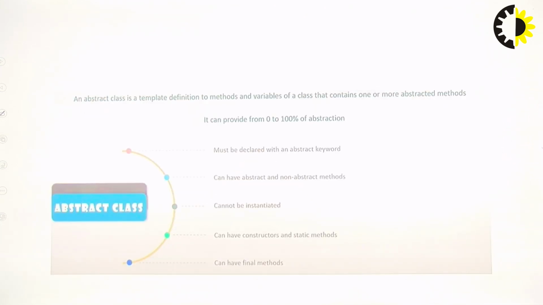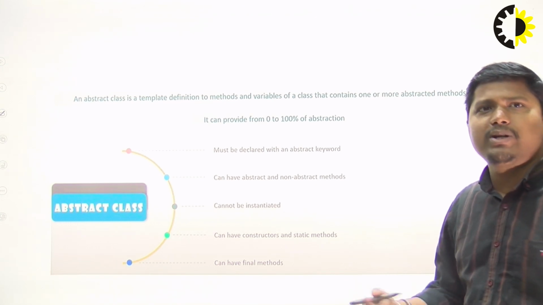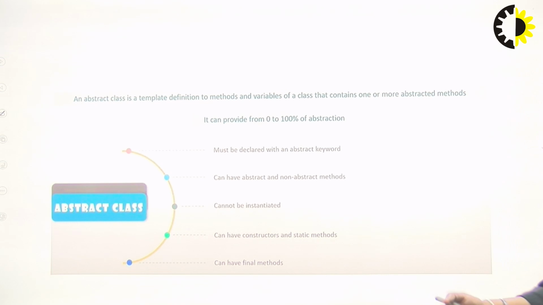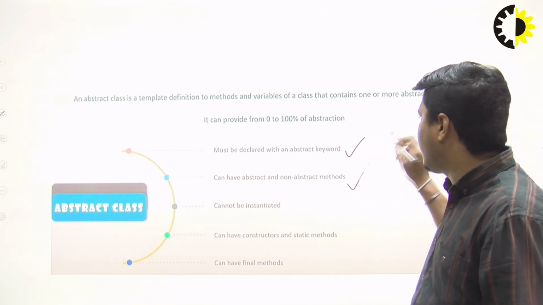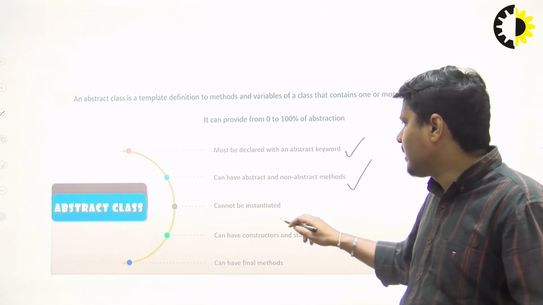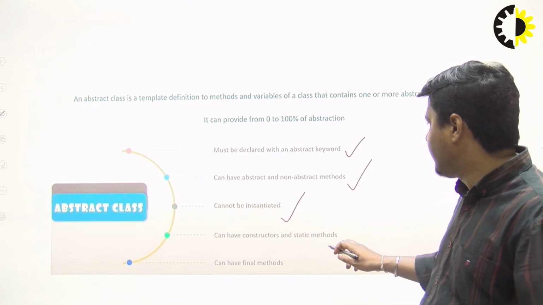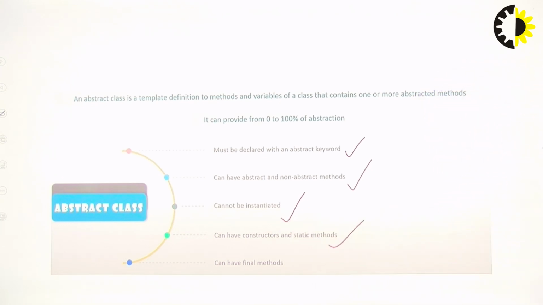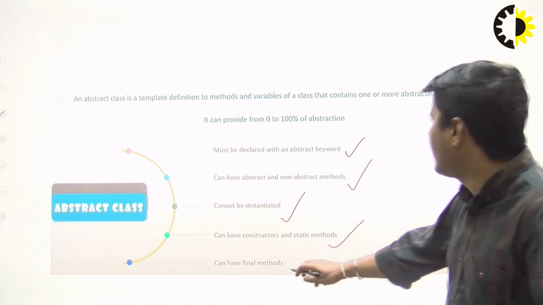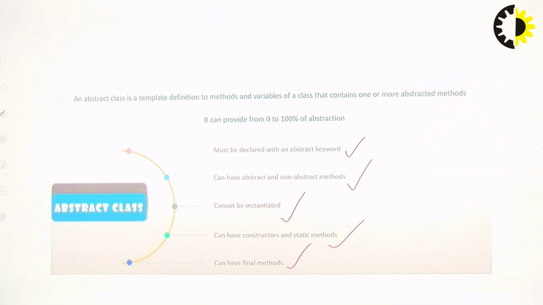An abstract class is a template definition of methods and variables of a class that contains one or more abstract methods. It can provide 0 to 100% abstraction, must be declared with the abstract keyword, can have abstract and non-abstract methods, cannot be instantiated, can have constructors and static methods, and can have final methods.